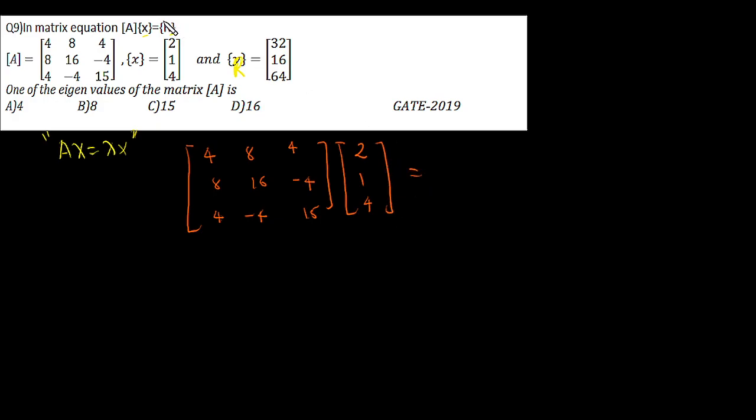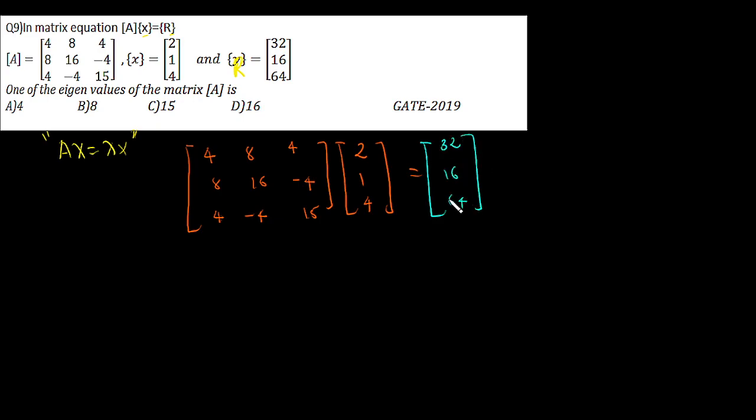So now we have a given matrix A, so let's put it here. It has values 4, 8, 4, 8, 16, minus 4, 4, minus 4, plus 15. And now we have to multiply this matrix with vector x, which has values 2, 1 and 4. Now if we multiply, then we get the right hand side R, and R is also given in the question. So let's put R also here, which has entries 32, 60, 64.